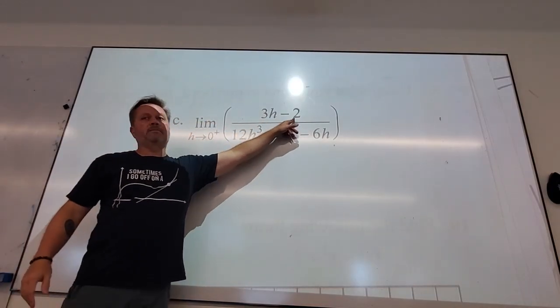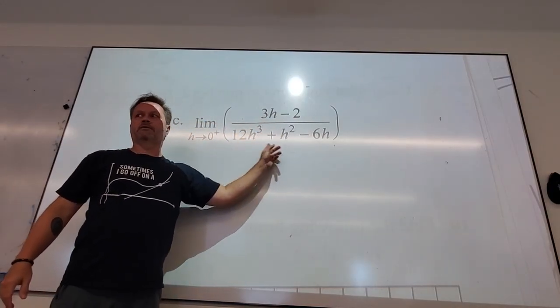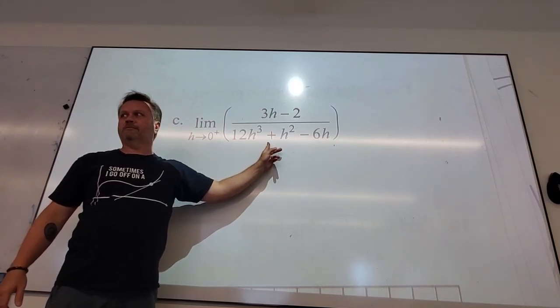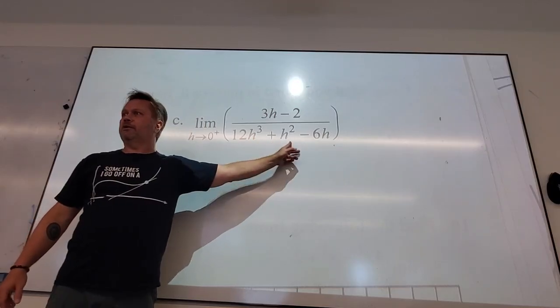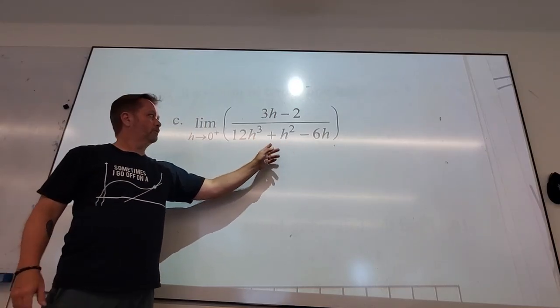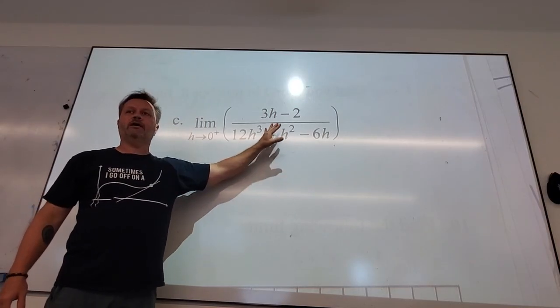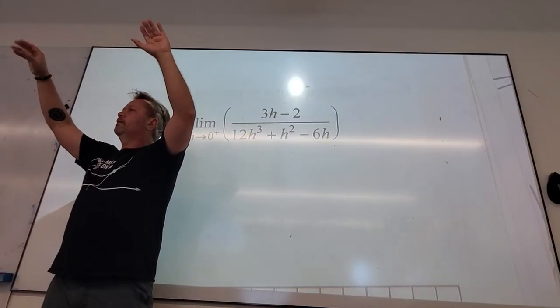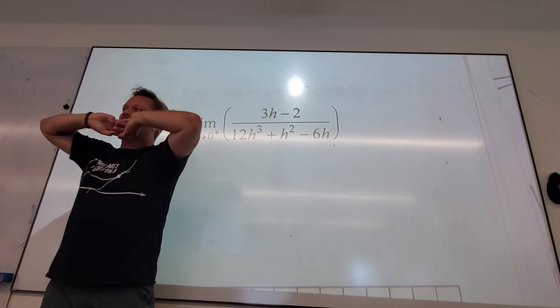Everybody agree the top would become negative 2? Yes. Everybody agree the bottom goes to 0? Yes. Can anyone tell me if the bottom would be negative or positive as it does that? I can't tell. There's too much going on. Y'all agree with me? So the only reason I'm about to do what I'm about to do is because there's too much stuff. I'm going to try to factor this.